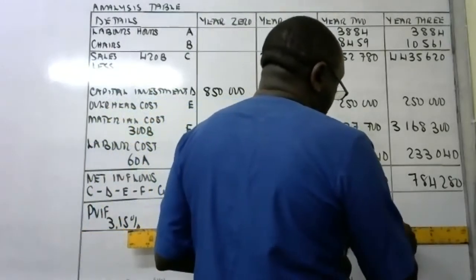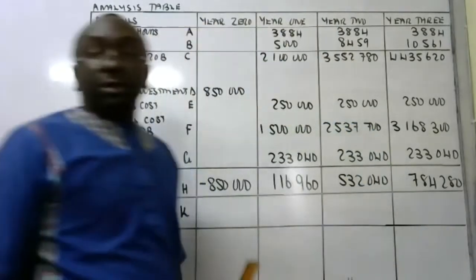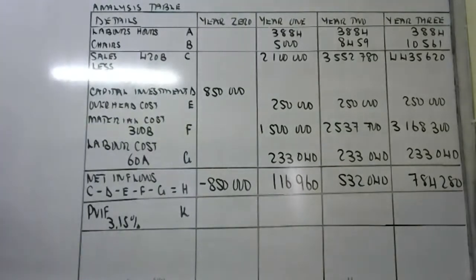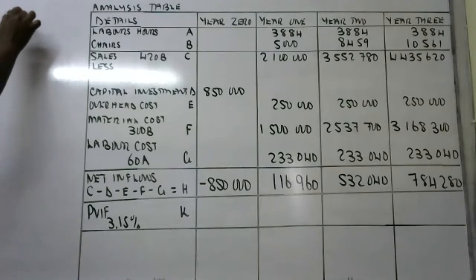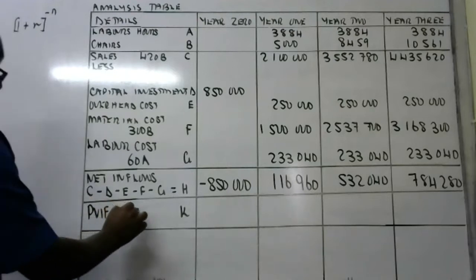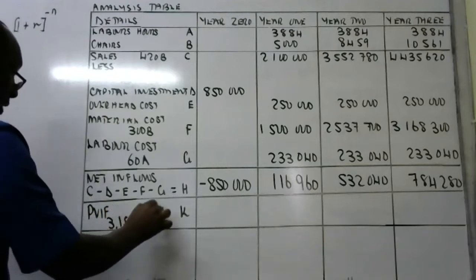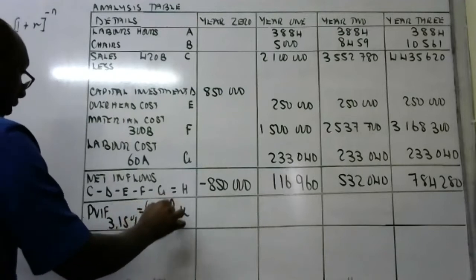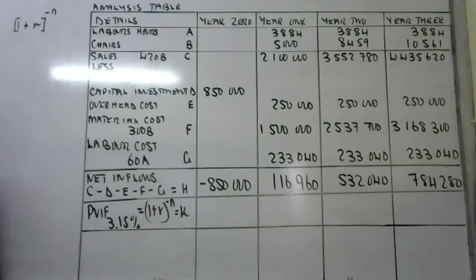So I don't know whether you have the tables. But if you don't have the tables, how do you compute it? It is 1 plus R, you raise to power minus what? So maybe I can even put it as a formula: 1 plus R raised to power minus N. You don't have the table.